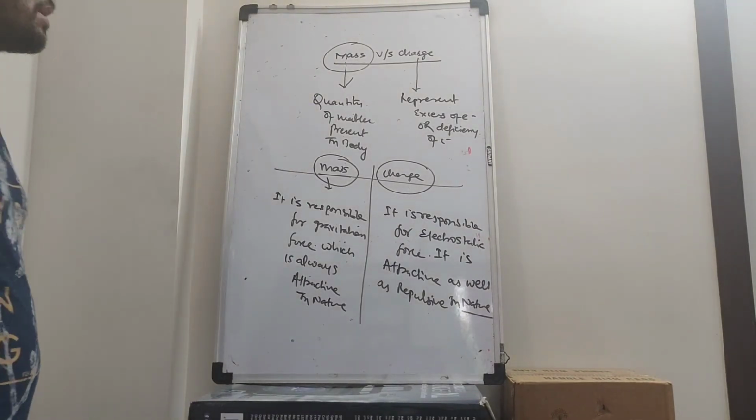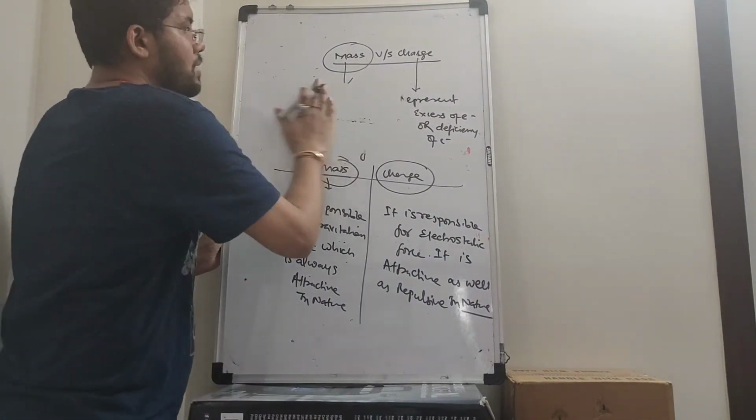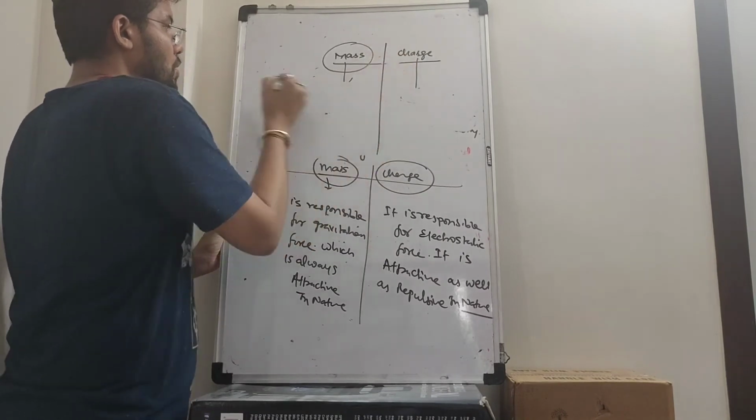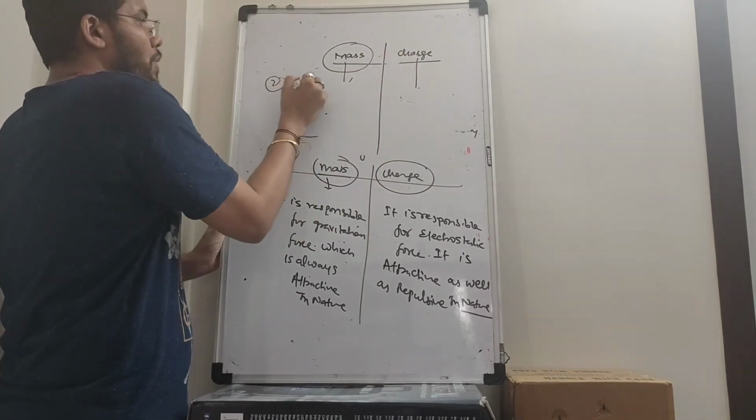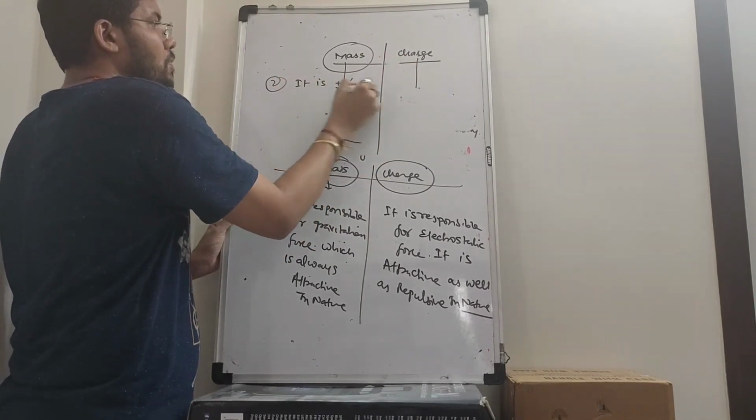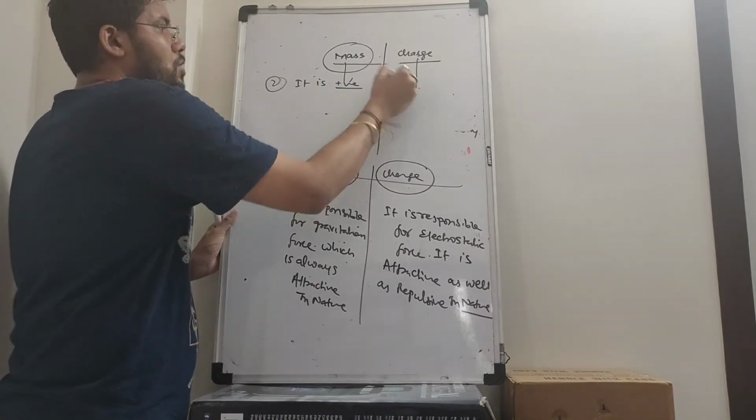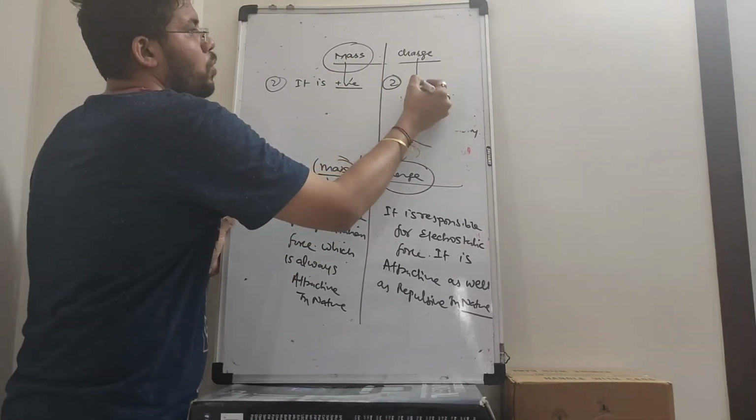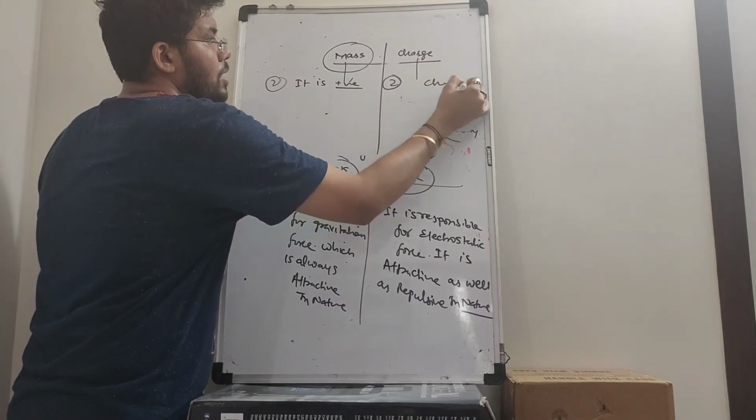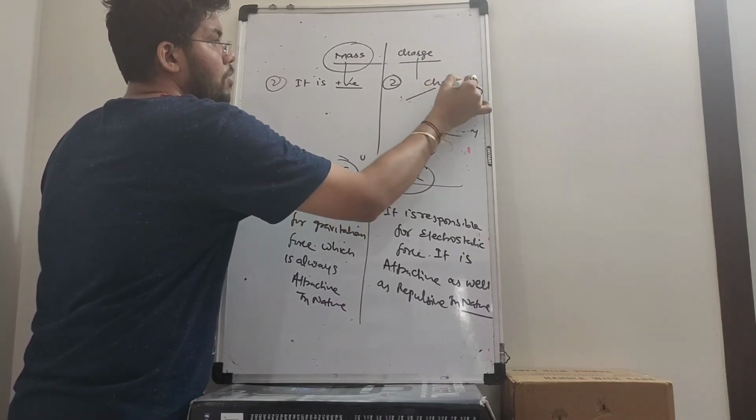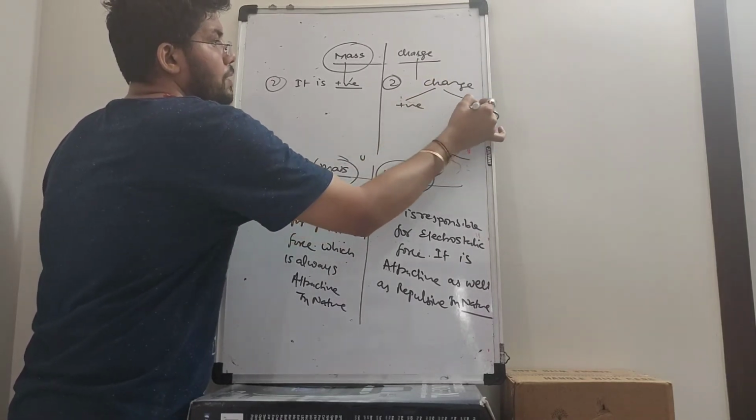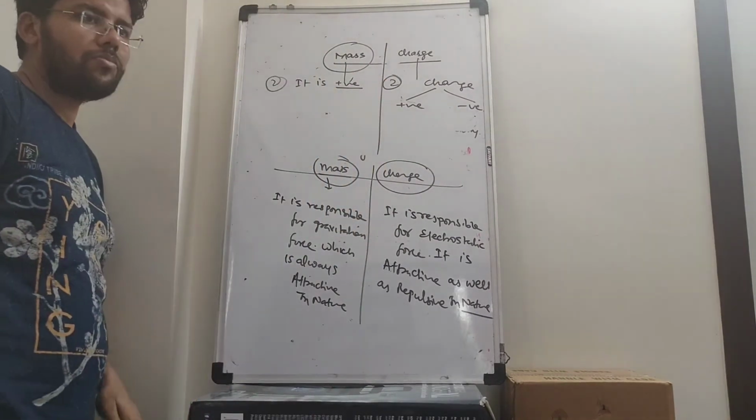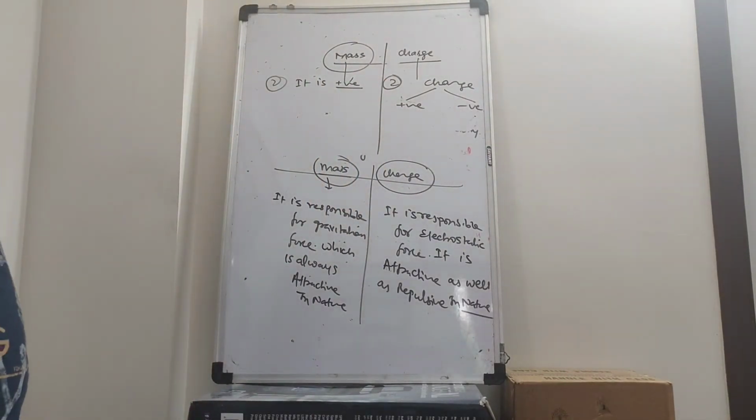Is that clear? Now second point about charge and mass: mass is always positive. And as you know, there are two kinds of charges. चार्ज जो है वो दो टाइप का होता है, पॉजिटिव चार्ज और नेगेटिव. मास हमेशा क्या होगा? पॉजिटिव ही रहेगा, लेकिन चार्ज पॉजिटिव और नेगेटिव दो टाइप के रहेगा.